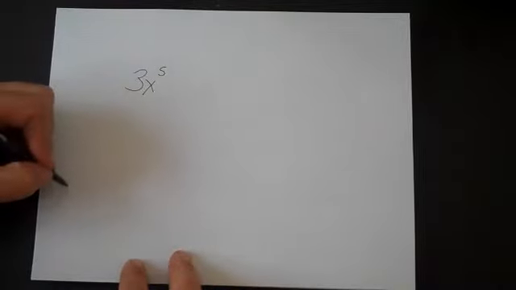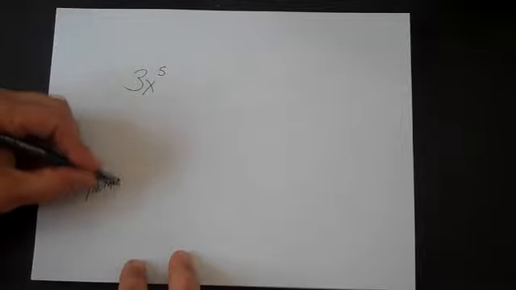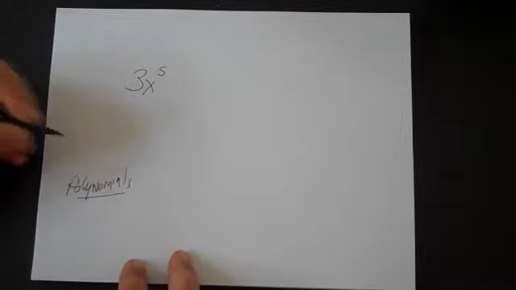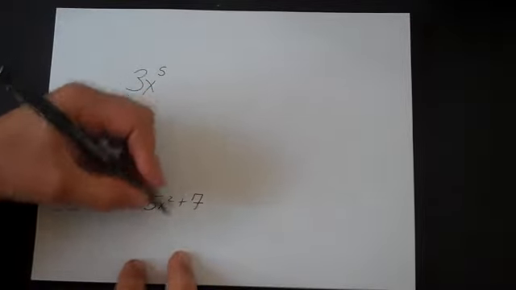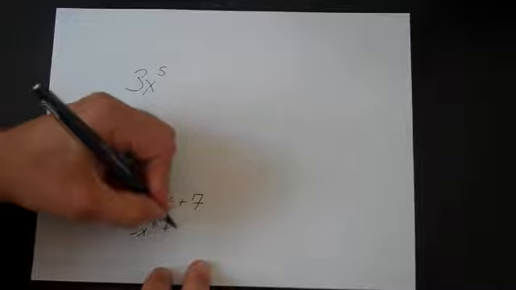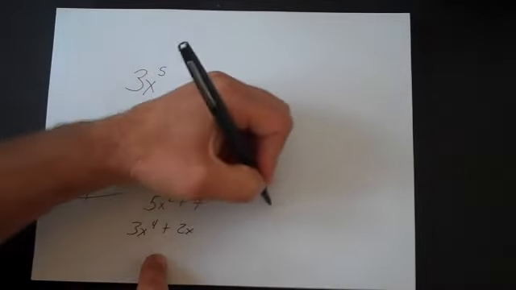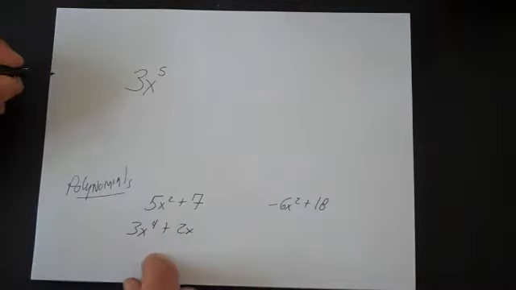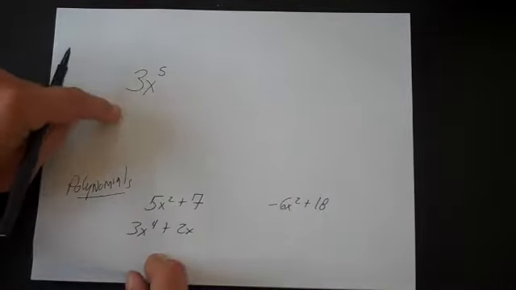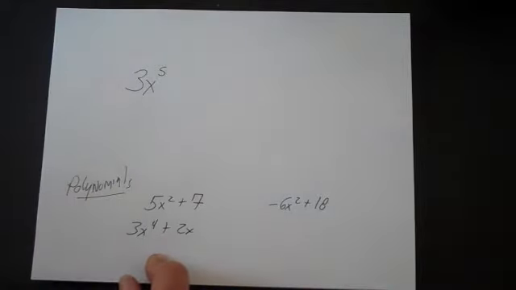Let's distinguish between a monomial and a polynomial. A polynomial has terms connected with plus or minus signs. So for example, 5x squared plus 7, or 3x to the fourth plus 2x, or minus 6x squared plus 18. A term like 3x to the fifth is a monomial because it doesn't have any terms connected with a plus or minus. There's a single term: monomial, single term.